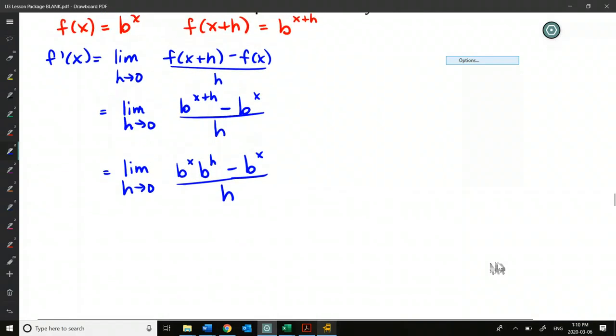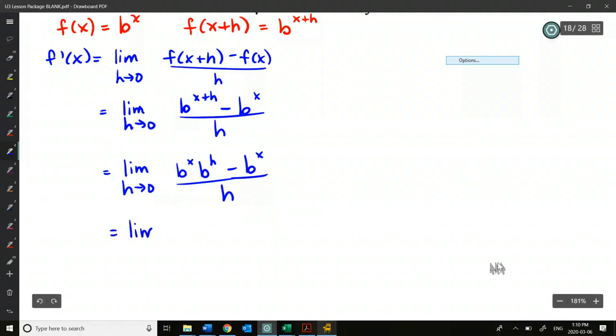Okay, so this is helping us a little bit because now we can do a common factoring step. Each of these terms has a b to the x, so we can remove that. And we're left with b to the h minus 1, all over h.